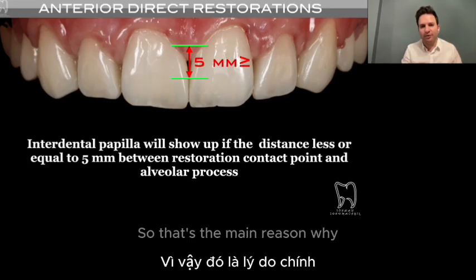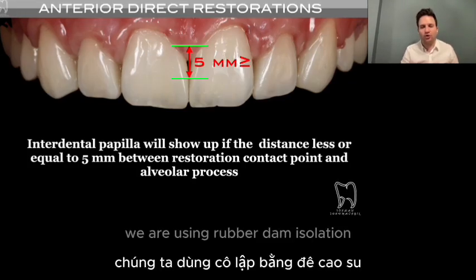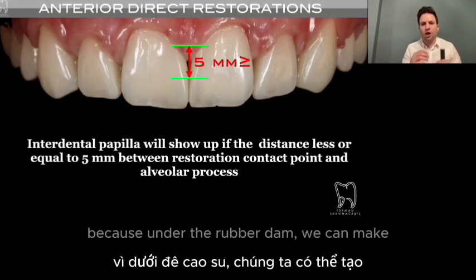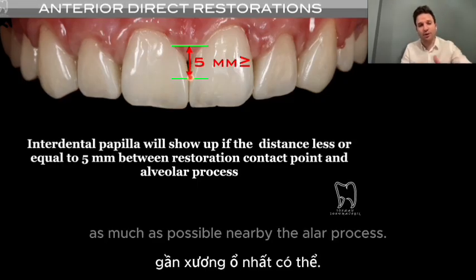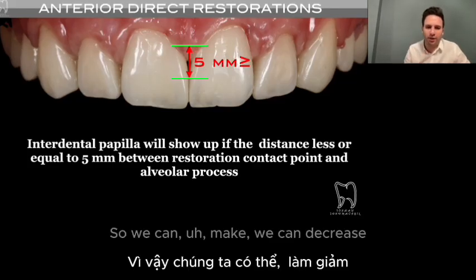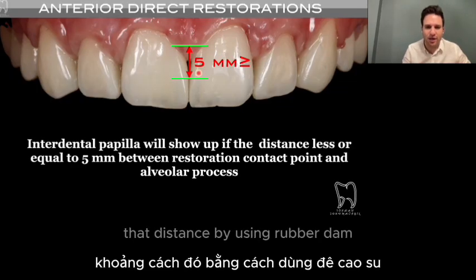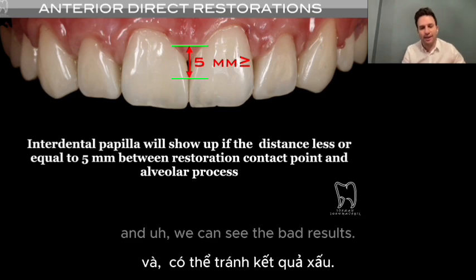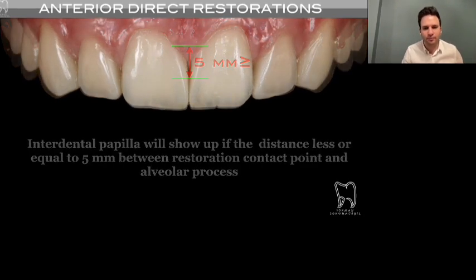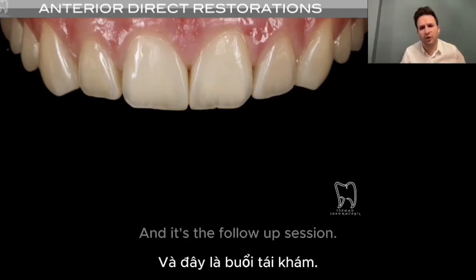So that's the main reason why we are using rubber dam isolation, because under the rubber dam, we can make that contact point as close as possible to the alveolar process. So we can decrease that distance by using rubber dam, and we can see better results. And this is the follow-up session.